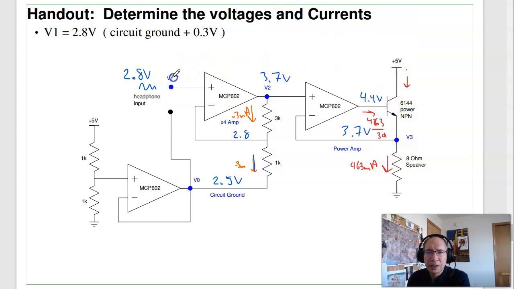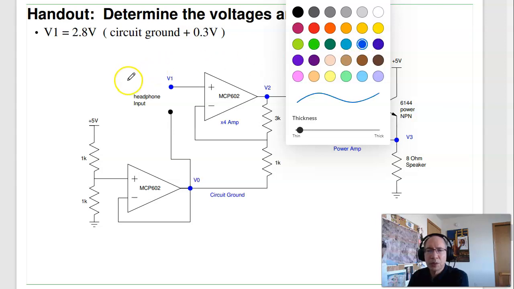this is relative to circuit ground, 0.3 volts. 0.3 volts above 2.5. Here's a gain of 4 amplifier. This is 1.2 volts. 4 times that relative to circuit ground. And this is still 1.2 volts above circuit ground. So let's try again when the input is 2.2 volts, 0.3 volts below circuit ground. So pause the video and try to solve that, and we'll be right back.